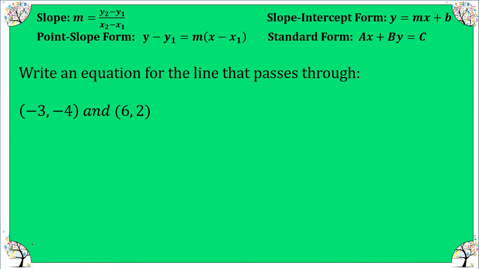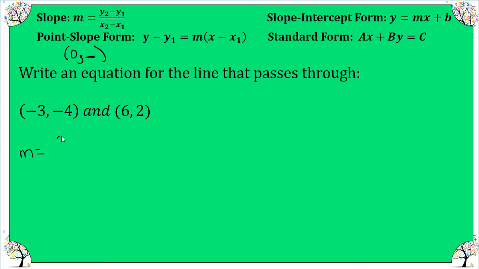Here we have 2 points, and we're asked to write this as a linear equation. I don't know my y-intercept because the y-intercept is an ordered pair 0, some number. I don't have that. But what I can do is go ahead and find the slope.